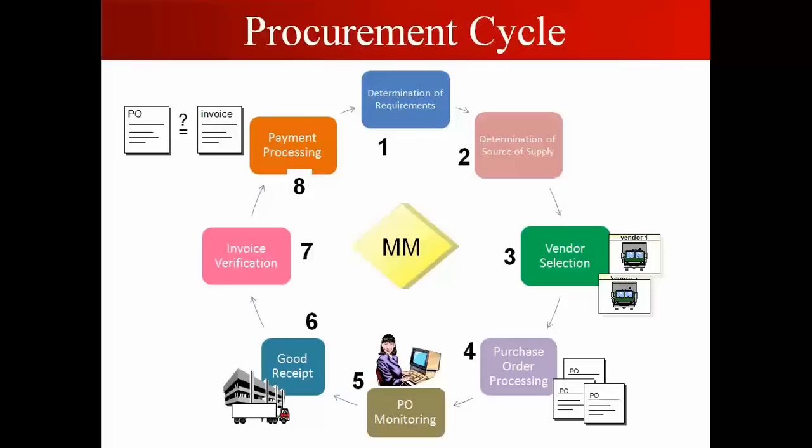So here you can see this is an 8-step process, starting from determination of requirement up to the last payment processing, where we give the money to the vendor. So that's your generic procurement cycle.